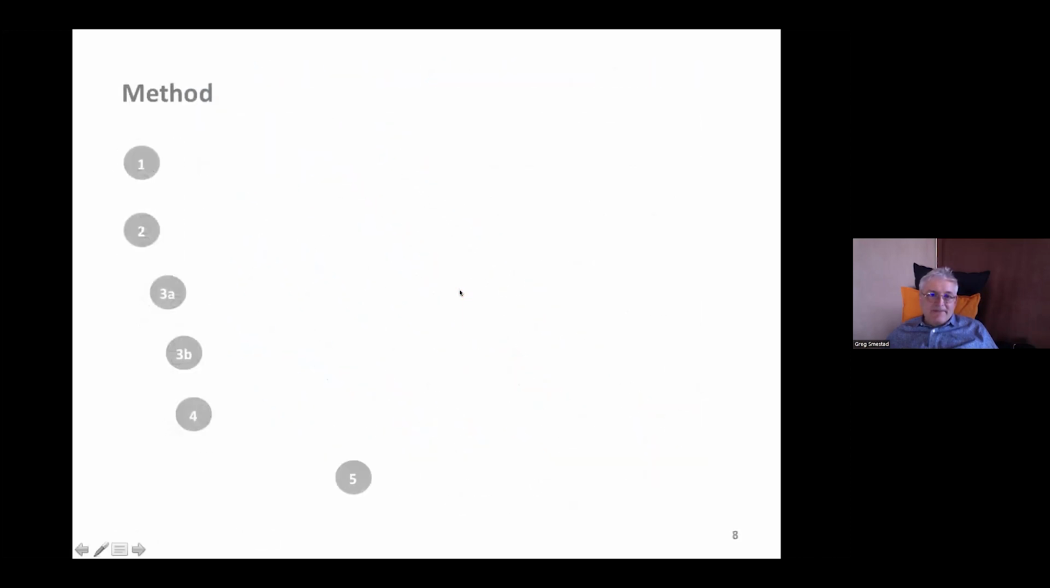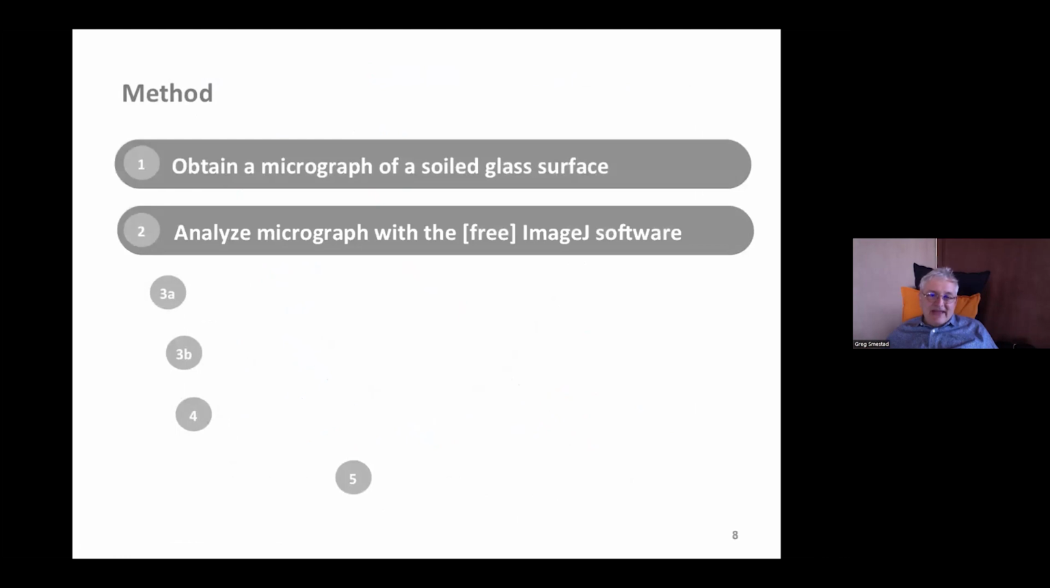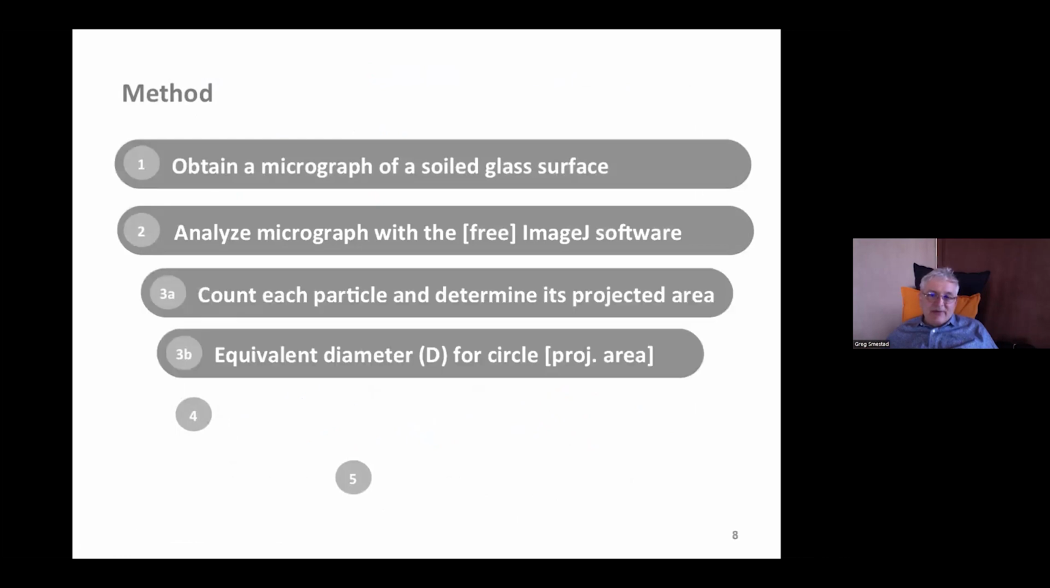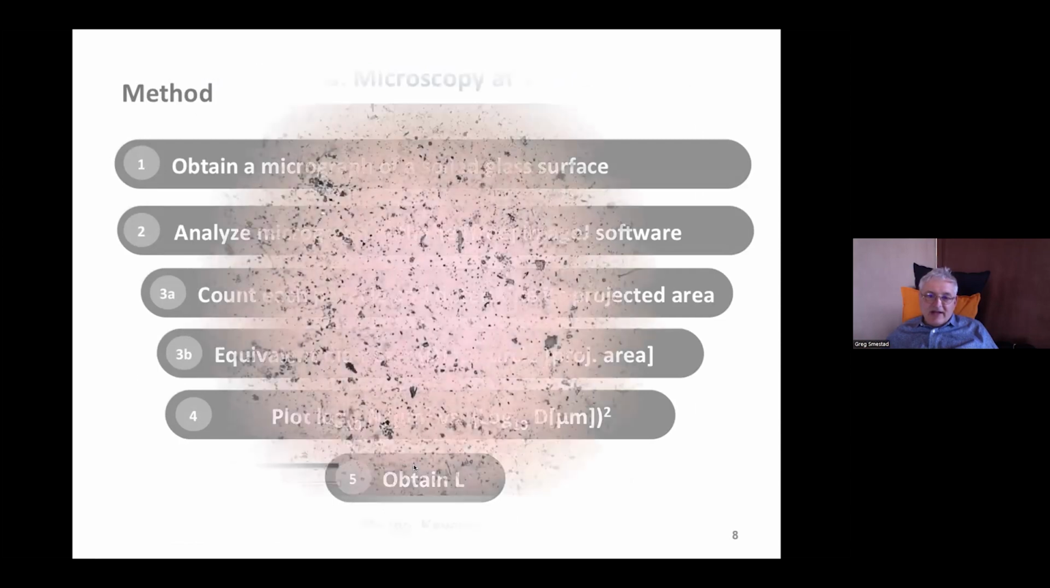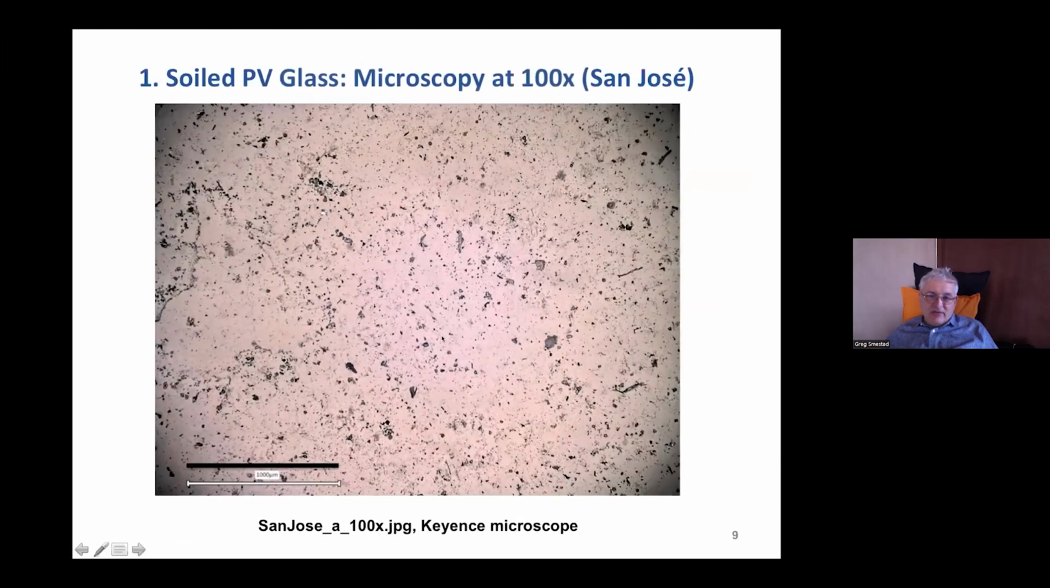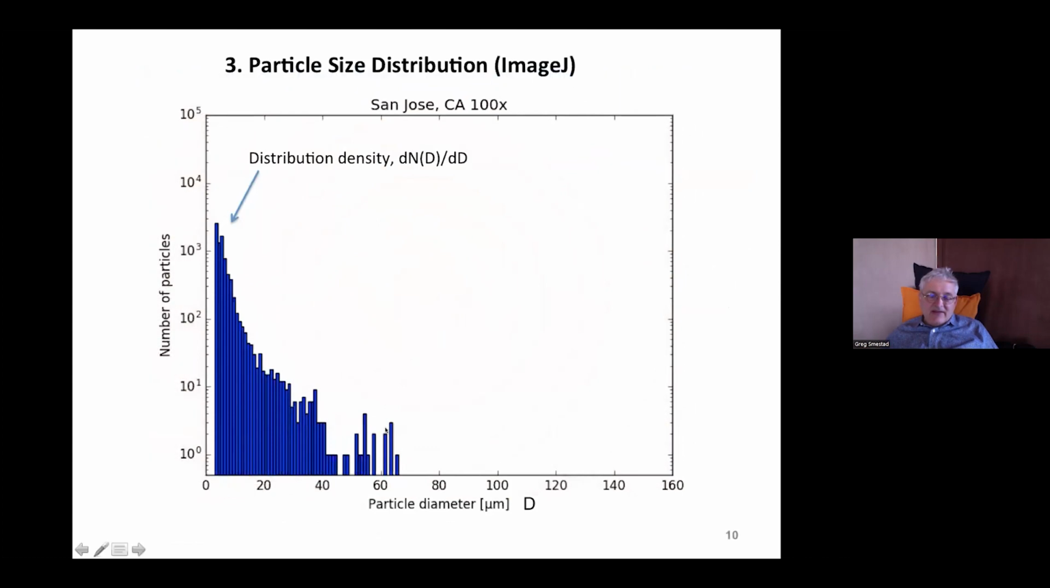So we can obtain a micrograph, analyze the micrograph, count the number of particles, get an equivalent diameter, and plot it in a certain way as applied to this to obtain a cleanliness standard. Here's one from San Jose, and this is the non-log way of plotting what we get experimentally from a microscope. This is the change in the number of particles as a function of their size. You can see that most of the particles are small, and then it tails off.